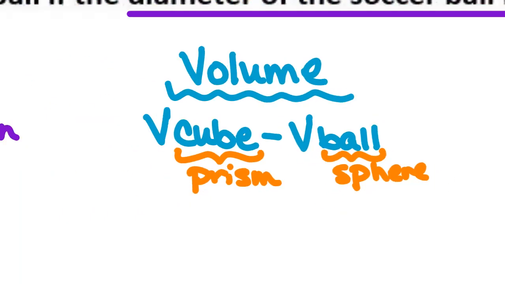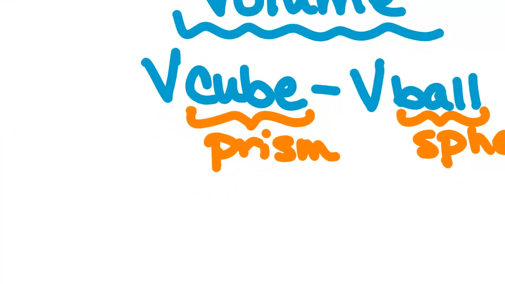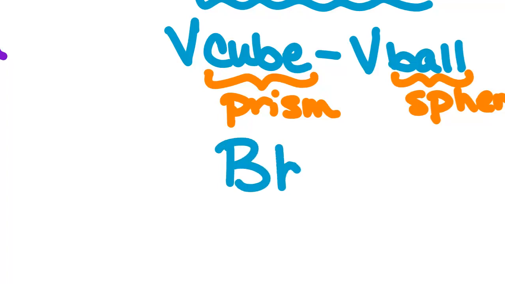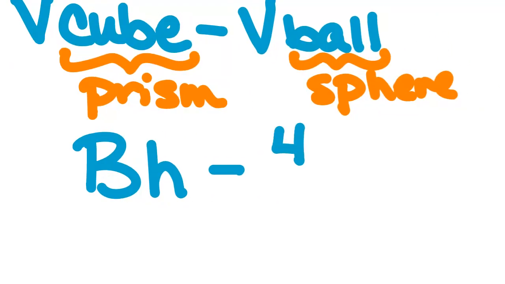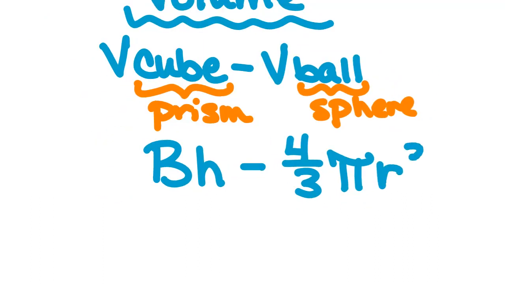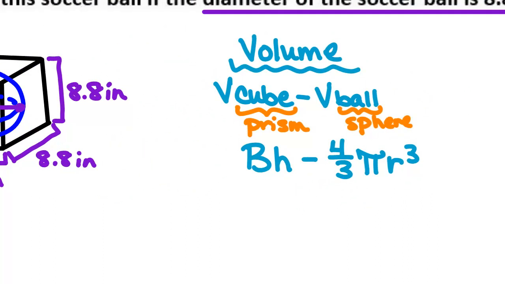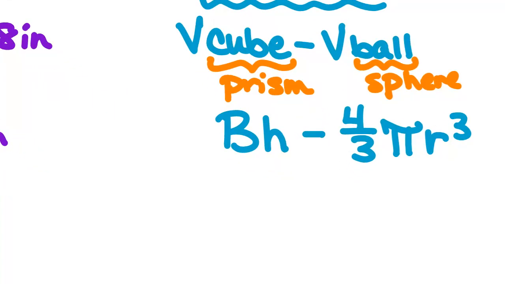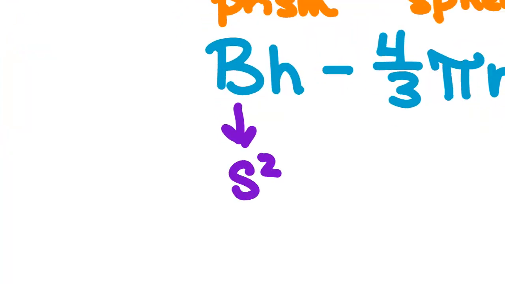All right, how do I find the volume of this cube, the volume of a prism? Yep, area of the base times the height, minus, how do we find the volume of a ball, of a sphere? 4/3 times pi times the radius cubed. The area of the base of the cube, what shape is the base of the cube? A square. And how do we find the area of a square? Side squared. So side squared times my height.